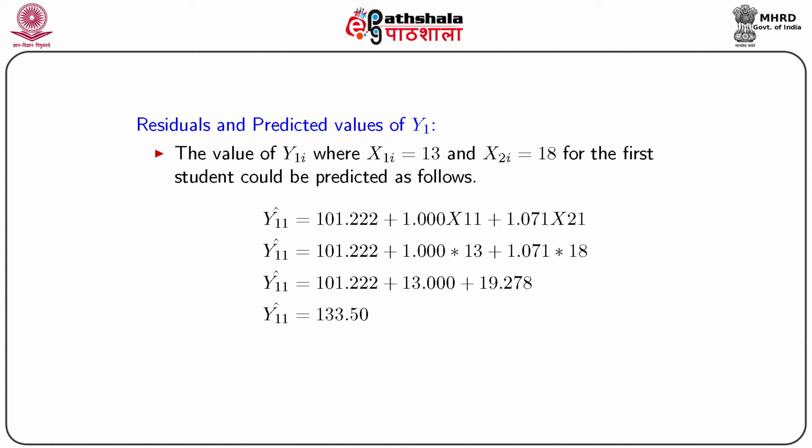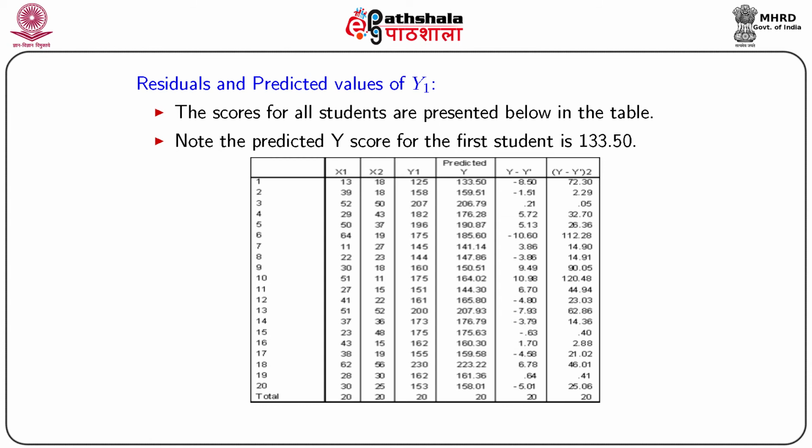Note that in the table, the predicted y score for the first student is 133.50, which we have just shown how to calculate in the slide above. Accordingly, all the other predicted values of y are similarly calculated by replacing x1 and x2 by their actual values. In the second last column, we have y minus y hat. This is nothing but the value of the error, or the difference between the actual value of y and the estimated or predicted value of y. And in the final column, we have the square of these errors. It is the sum of these squared errors that we minimize in order to obtain the estimates of the regression coefficients.